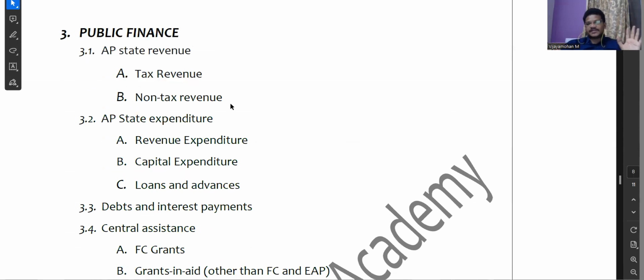Next topic is public finance. So what are the areas that you need to concentrate on as far as this aspect is concerned? What is the state revenue, what is the tax revenue, and what is the non-tax revenue, and what are the components in the tax revenue, and which component is contributing more.